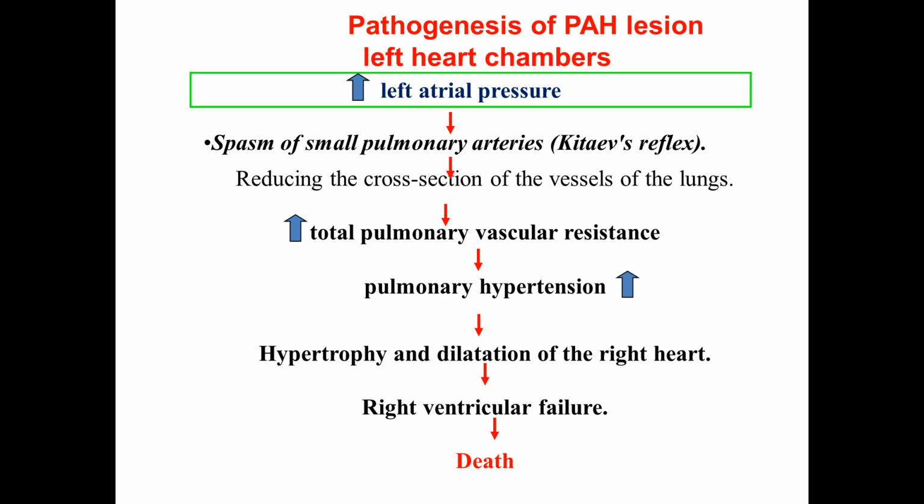Also, we should distinguish another pathology of left heart chambers, which also results in pulmonary arterial hypertension, but this pulmonary arterial hypertension we do not call cor pulmonale. This is different. We should distinguish this left heart chambers pathology. How does pulmonary arterial hypertension develop in left heart failure?